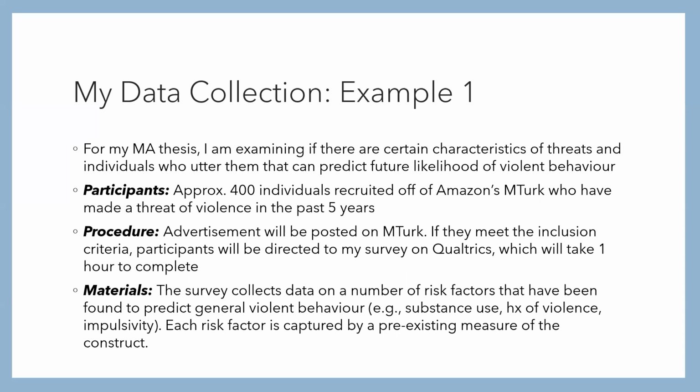So I made a list of all these risk factors, which include things like substance abuse, history of past violent behavior, and impulsivity. And then I matched each of these constructs to pre-existing validated self-report measures of them, which I included in my survey. That's why it's so long and it takes an hour. So I'm basically investigating if a large number of independent variables, which are these different risk factors that are supported by prior research, can predict my dependent variable, which is violent behavior following a threat of violence.